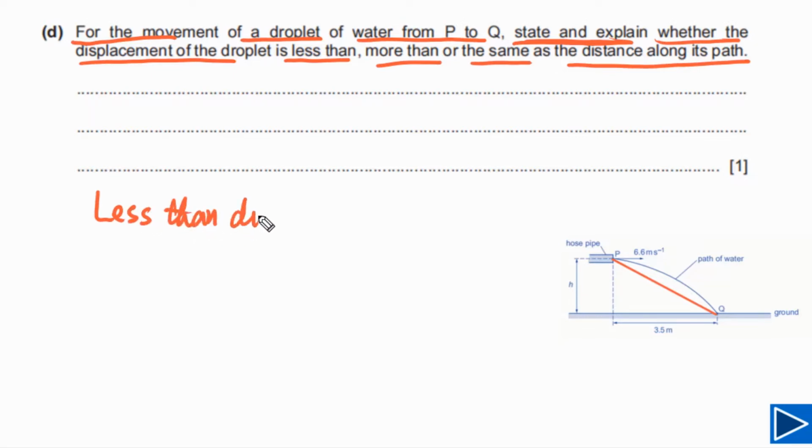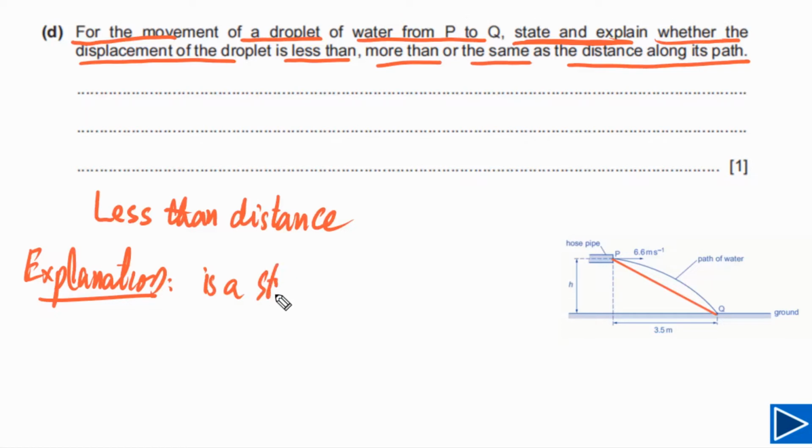So this is the statement you have given. Displacement is less than distance. Why is it less than? Now you need to explain. So here you need to write down the explanation for that. You can simply say because displacement is a straight line distance.